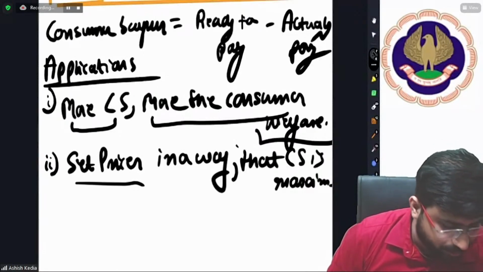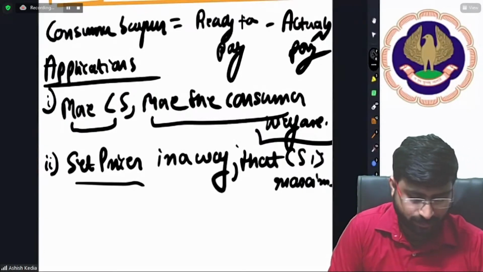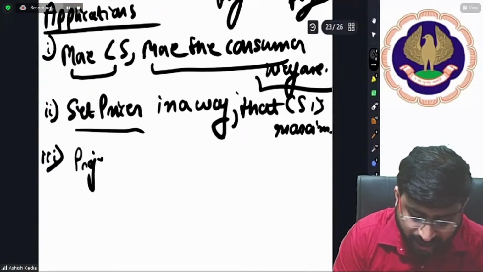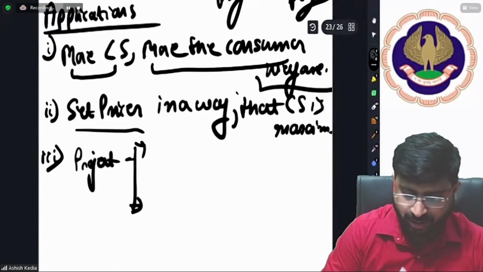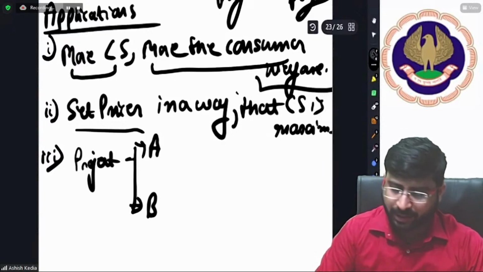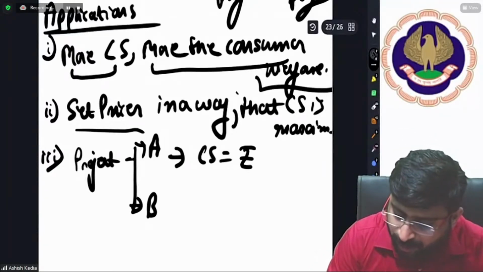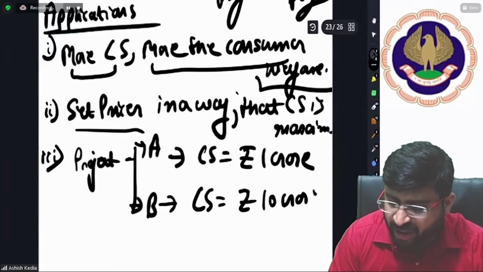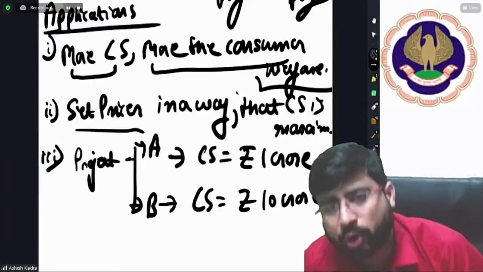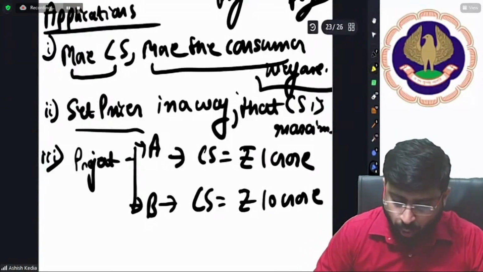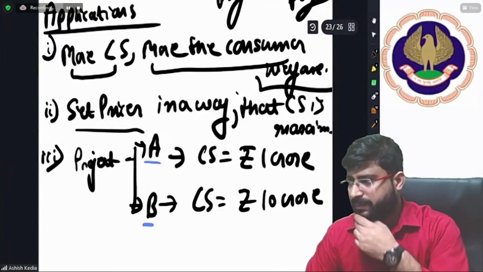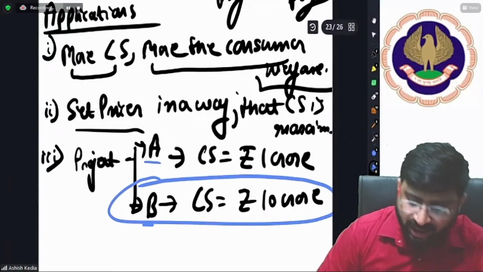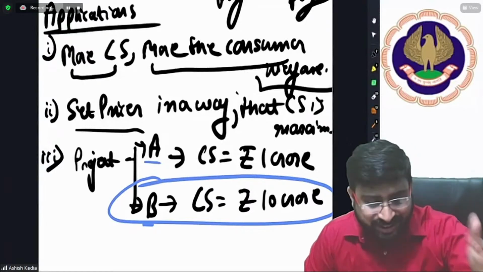Sir, got it. Number 3. My dear friends, let's say an organization is planning a project. First project is project A, second project is project B. Project A will result in consumer surplus of rupees 1 crore. B will result in consumer surplus of rupees 10 crore. Which project should the organization take up, A or B? What do you think? Yes, you people are correct. Since project B is resulting in more consumer surplus, it is better.